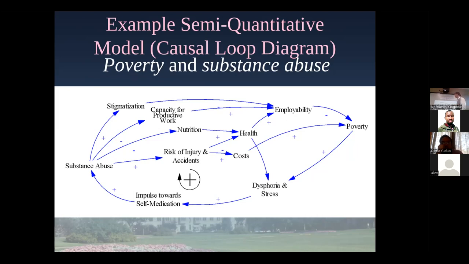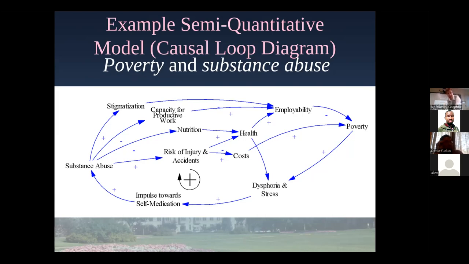And I give an example here involving substance use and health, for example, and poverty, which is shown here using a language called causal diagrams. And I don't have time to go into here. This is very common in system dynamics, and you'll find me giving lectures about this.